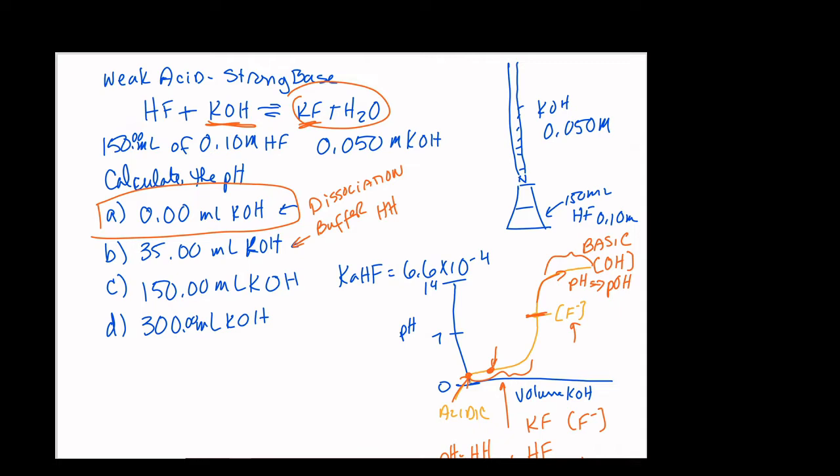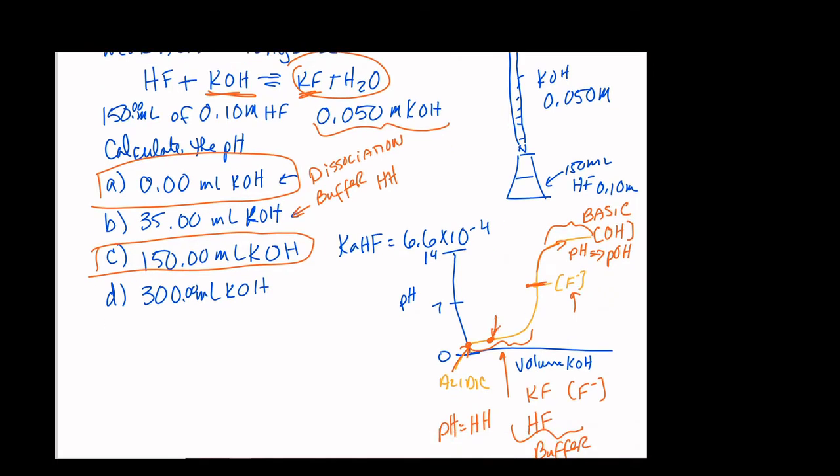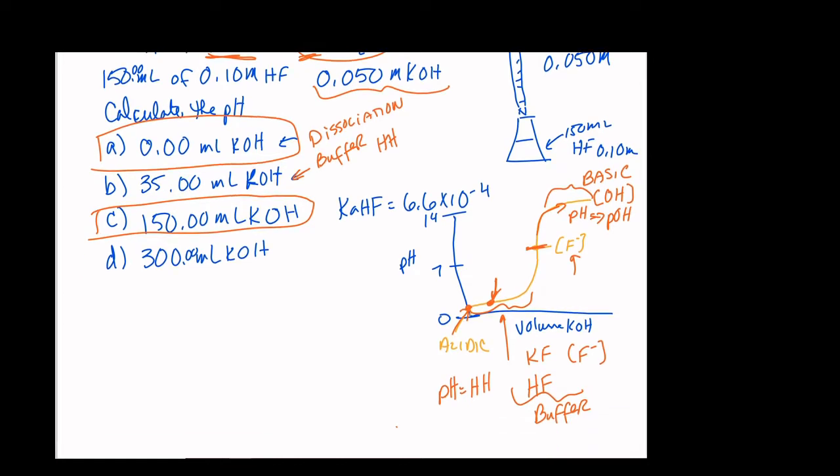All right, and so we're starting with 150 milliliters of 0.1 molar HF. So if we add 150 milliliters of KOH, but our KOH is only half that concentration, then we're going to be at some point called the half equivalence point. We're still in the buffer region, and we'll examine what happens in that region a little bit more thoroughly as we do that calculation. But we can still use the Henderson-Hasselbalch equation here.